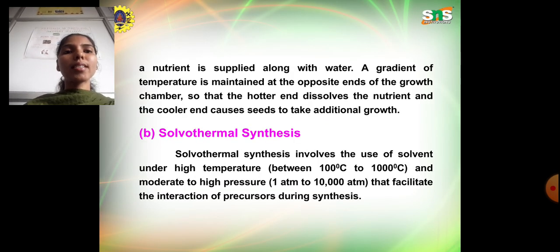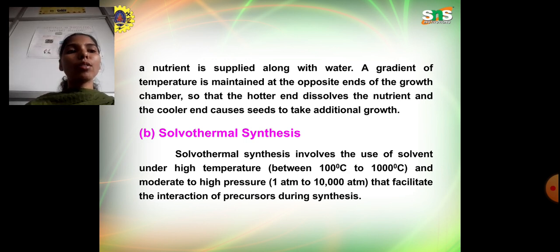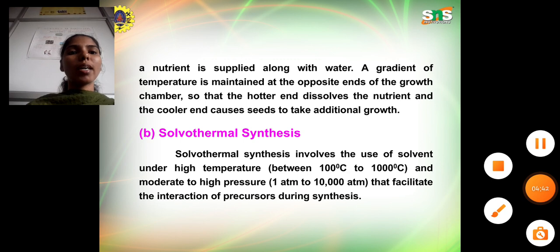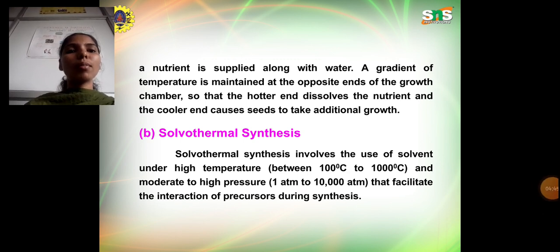A nutrient is supplied along with water. A gradient of temperature is maintained at the opposite ends of the growth chamber so that the hotter end dissolves the nutrient and the cooler end causes seeds to take additional growth. This is the hydrothermal synthesis process, and the other one is the solvothermal synthesis process.